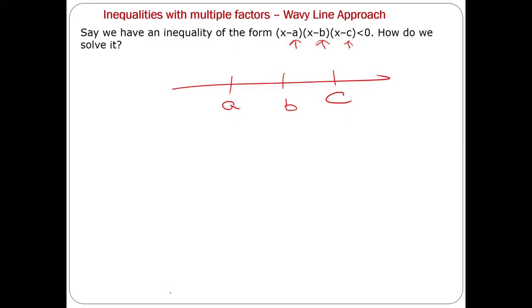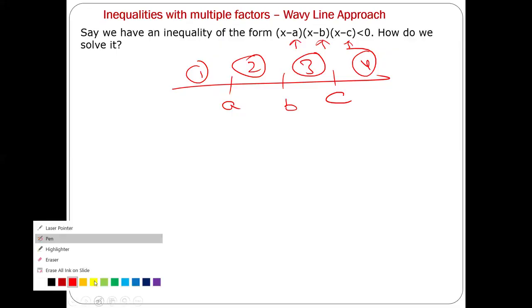Now, when we plot these inflection points on the number line, in how many areas is the number line divided? 1, 2, 3, and 4, right? And then we consider the values of x in each of these areas. Let's do it through an example.